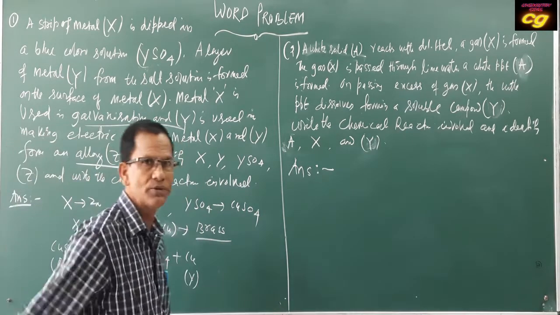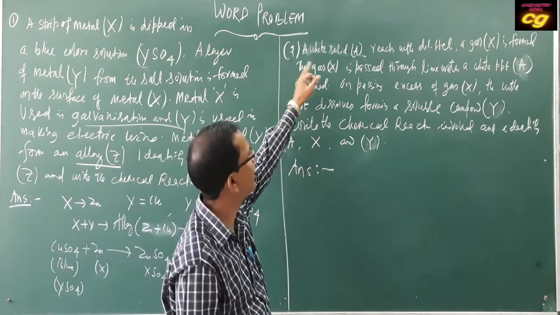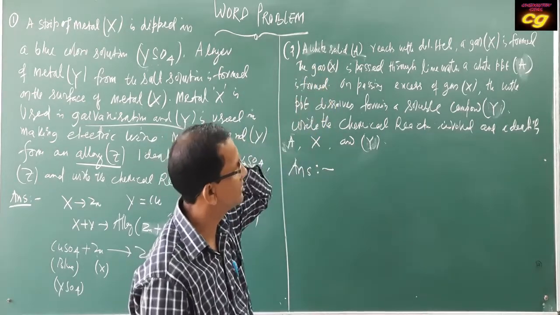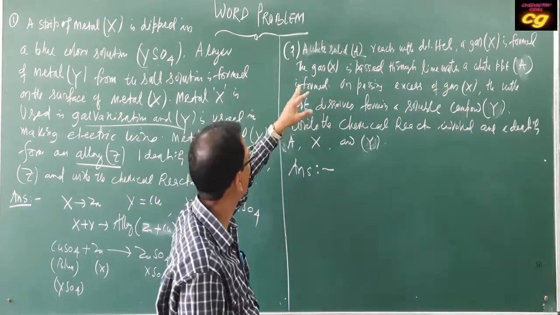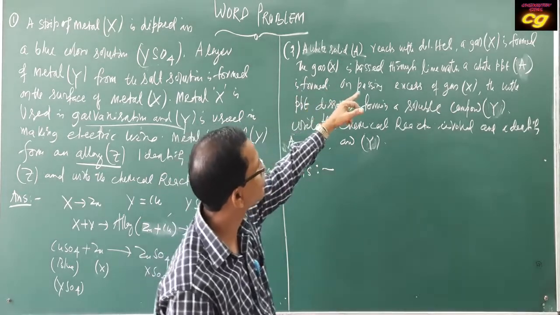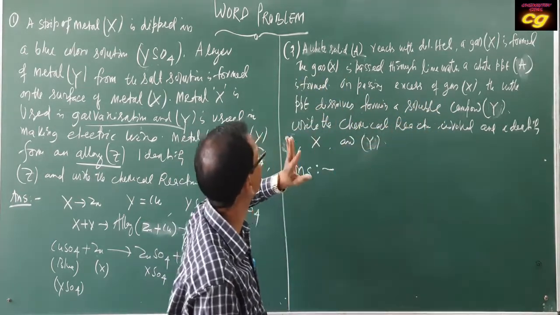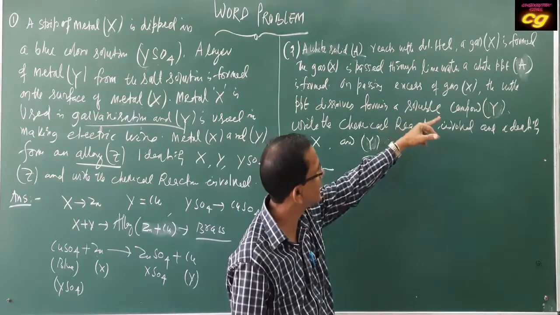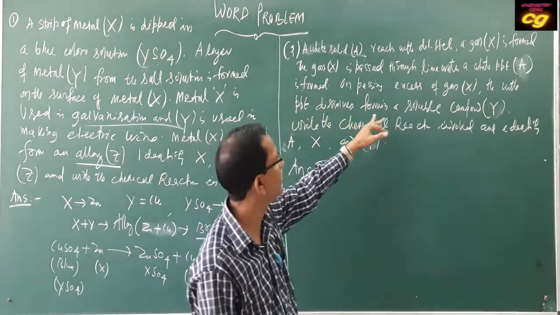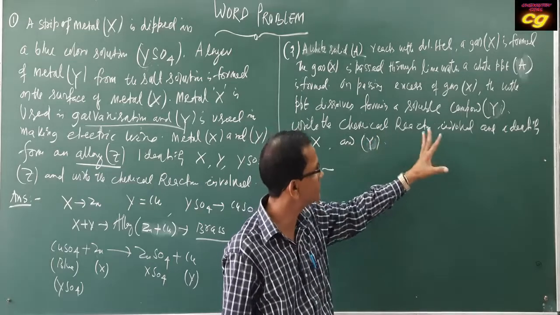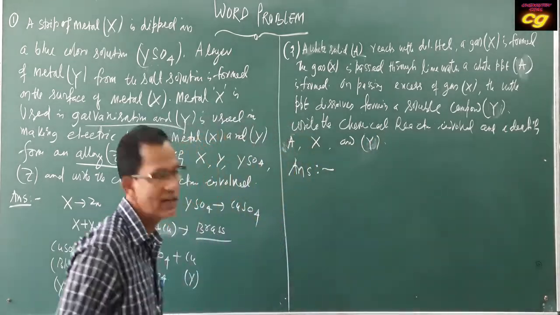So question number 2, the second question. A white solid A reacts with dilute HCl. A gas X is formed. The gas X is passed through lime water. A white precipitate, same A, is formed. On passing excess of gas, the white precipitate dissolved, forming soluble compound Y. Then write the chemical reactions involved and identify A, X and Y.